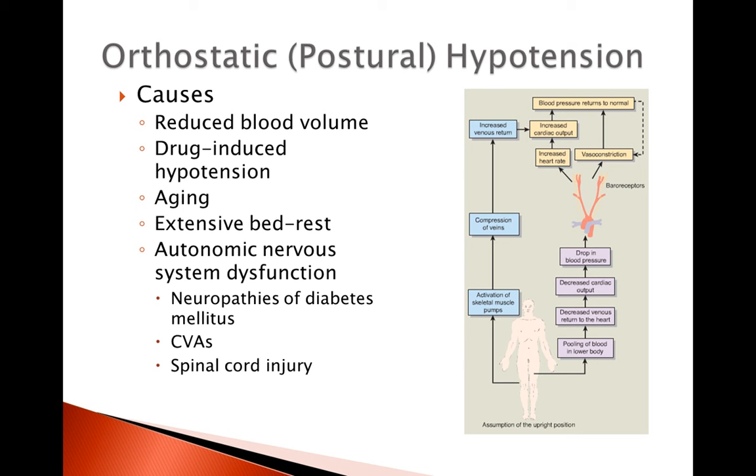Now, the picture that's here is also in your book. Please take a look at that because this demonstrates what's actually happening if you are in a prone or lying position. Even if you're sitting, and ideally even reclining, you have the blood that pools in the lower portion of the body. There's decreased venous return to the heart.